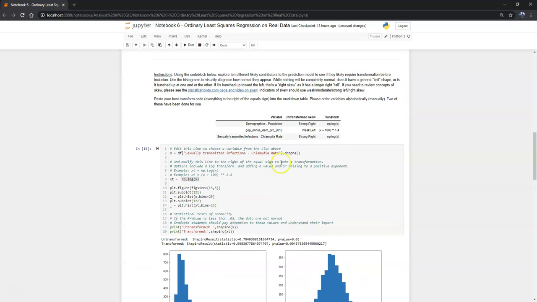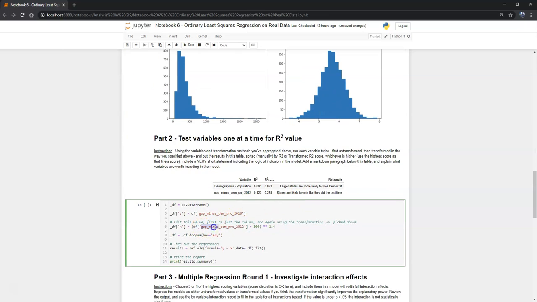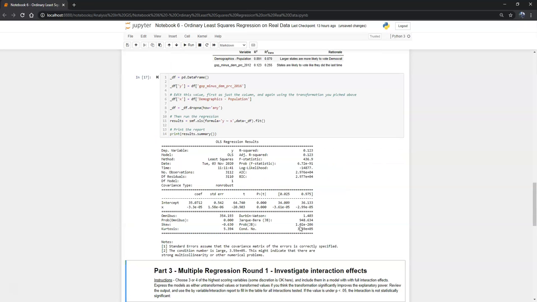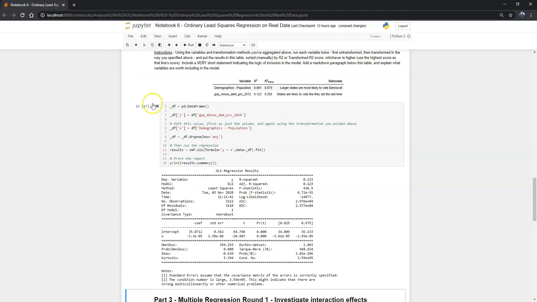You're going to report back the R-squared value for the untransformed data and the R-squared value for the transformed data. So let's start with demographics and population. You're just going to plug that in for the X value. Again, we want to run this transformed and untransformed, so we're going to start with untransformed. We run this code block, and all we're doing is running an ordinary least squares regression using our X variable to predict our Y variable, and we're pulling out this R-squared value. My R-squared value for demographics here is 0.123.